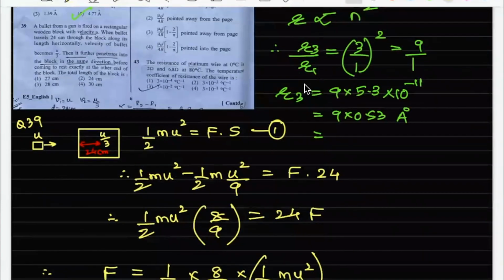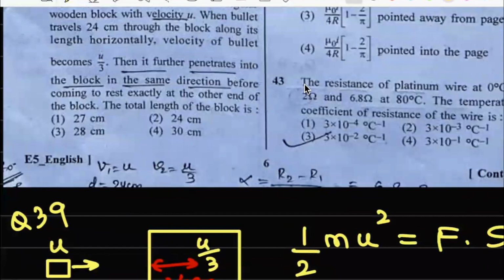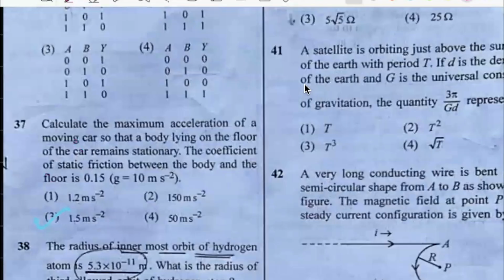Yeah, so that's what I want. The total displacement is 27, the length of the block, right? So it should be 27 centimeters.